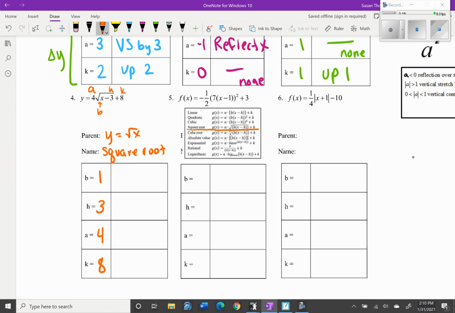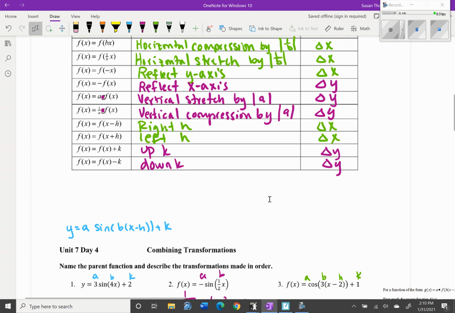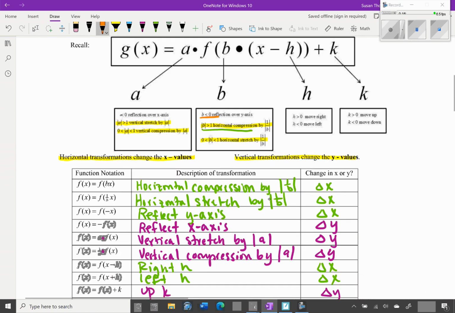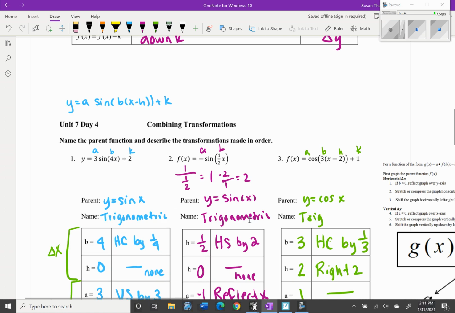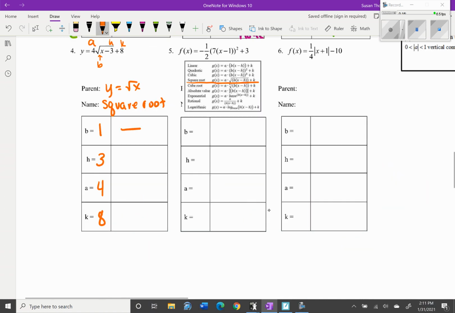So if my b value is 1, then 1 is not less than 0. So if we go back up here, 1 is not less than 0, so there's no reflection. And again, the absolute value of 1 is 1, which is not bigger than 1, and the absolute value of 1 is not in between 0 and 1 because it's equal to 1. So that means there is no transformation being made on that b value when it's just 1. So this would be none.